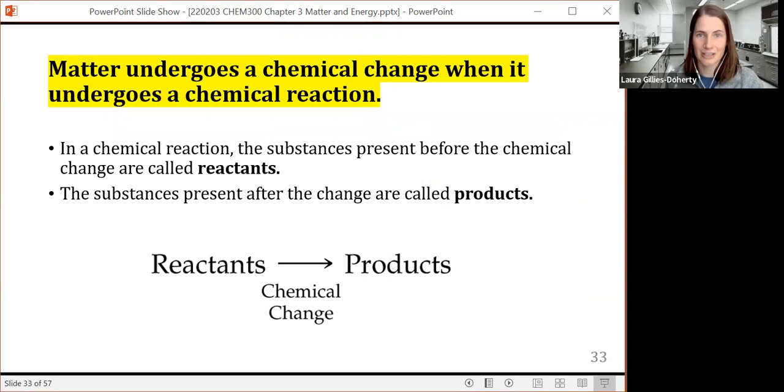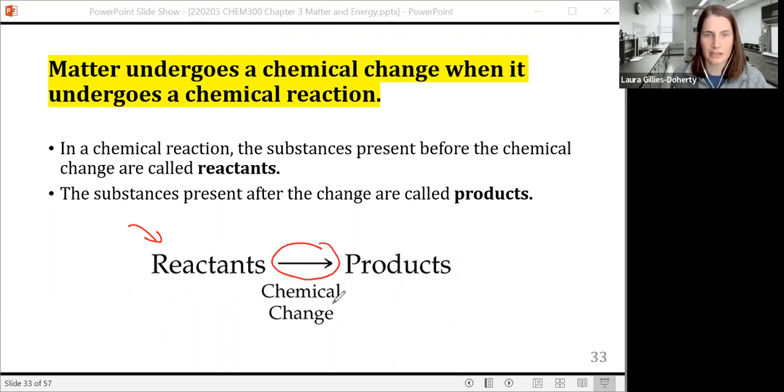So when matter undergoes a chemical change, that means it's undergoing a chemical reaction. In a chemical reaction, the substances that are present before the chemical change are called the reactants. We always write those on the left side, shown here. That's what you start with. And then the substance undergoes a chemical change, and we show that with this arrow. The arrow means that there's a chemical change happening. Chemical bonds are being broken, new bonds are being made. And when the atoms reshuffle and come together in a new way, you make new substances called the products.